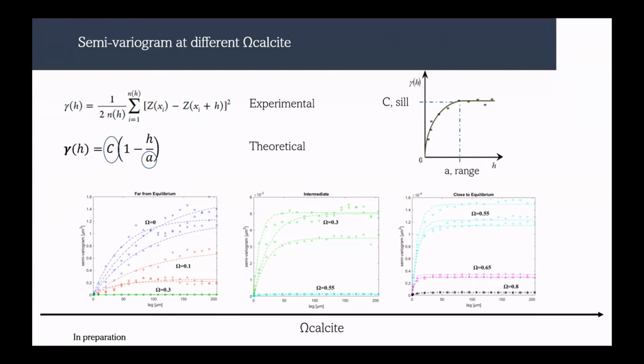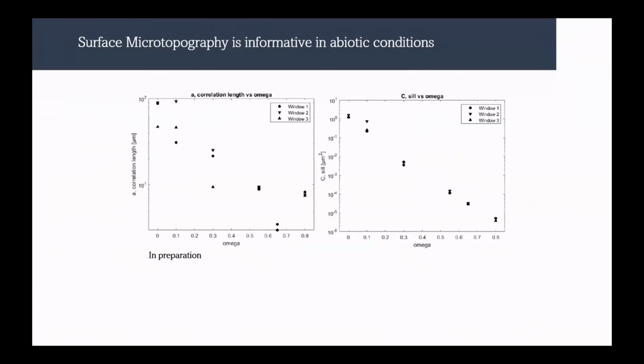And so if we plot these model parameters separately, we can see the trend more easily. As omega increases, the correlation length decreases, and even more clearly, the sill decreases. This trend is clearly an exponential trend. This is a semi-log axis.